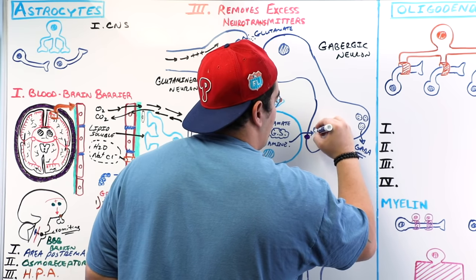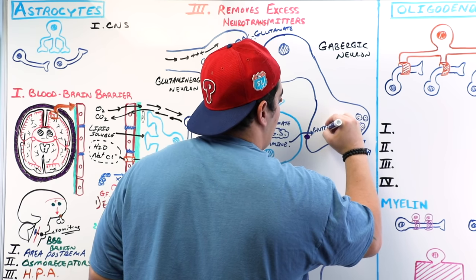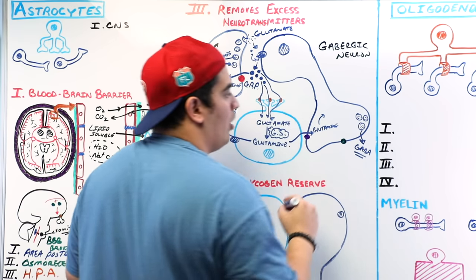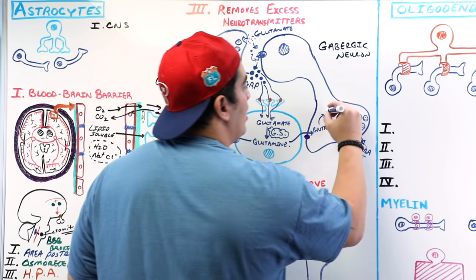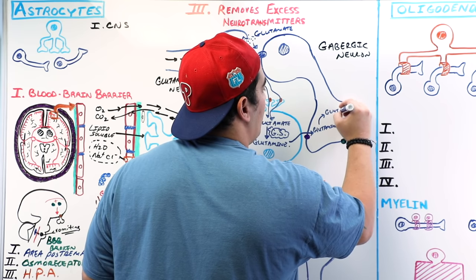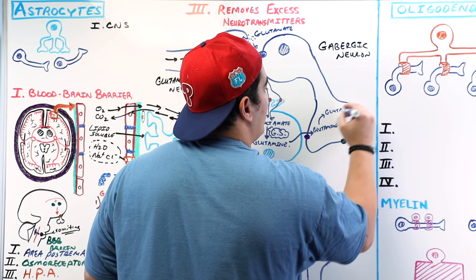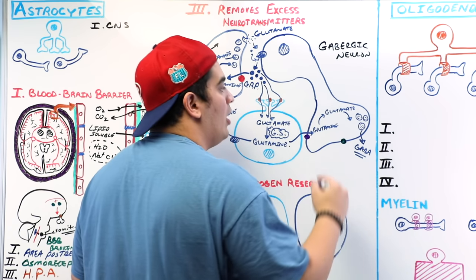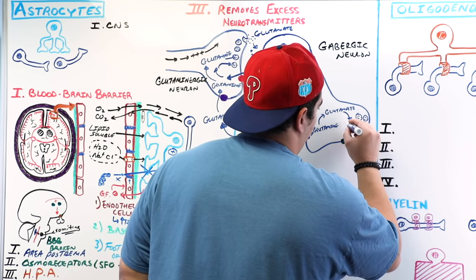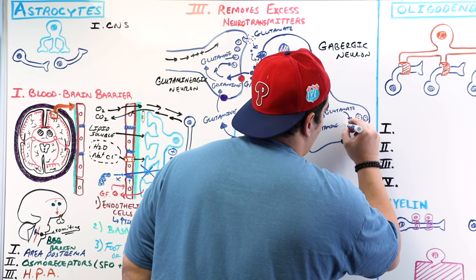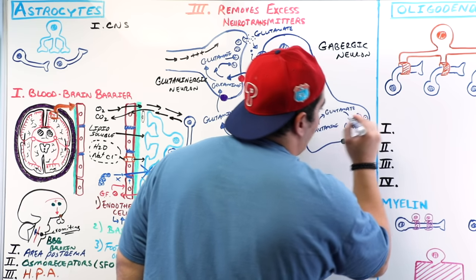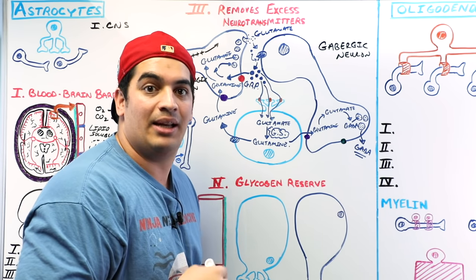Then what we're going to do is take that glutamine. Guess what we're going to do? We're going to use an enzyme called glutaminase to convert that into glutamate. Then we take that glutamate and use another enzyme called glutamate decarboxylase. And we're going to take off a structure here and turn this into GABA. And then from here, we can put that into these vesicles where we need more GABA.